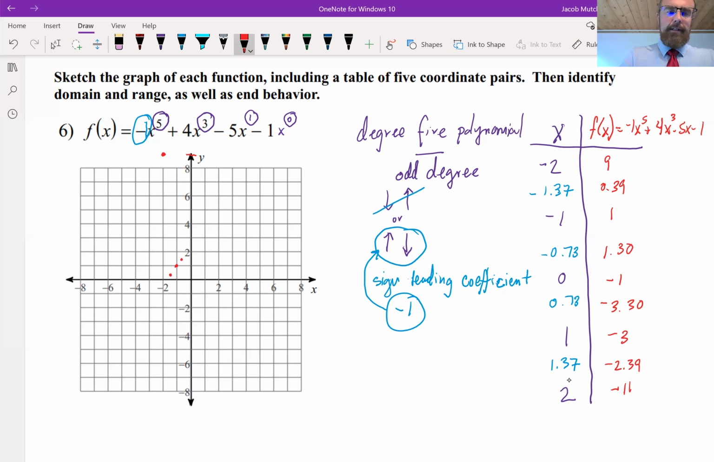0, -1, that's my y-intercept. 0.73, negative 3.3. That I need to estimate. 1, negative 3, right there. That one's easy to graph. And then 2, before I go to 2, we got 1.37, negative 2.39. And then 2, negative 11. So that one I have to put extra marks, negative 9, negative 10, negative 11.